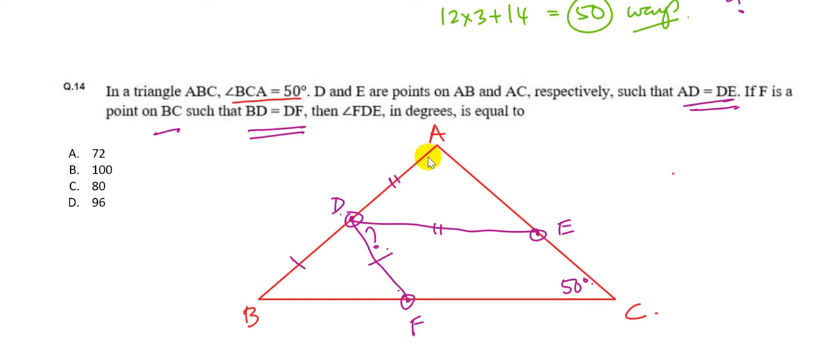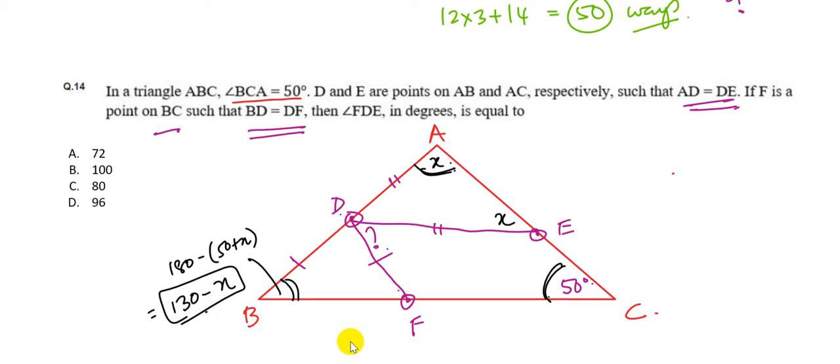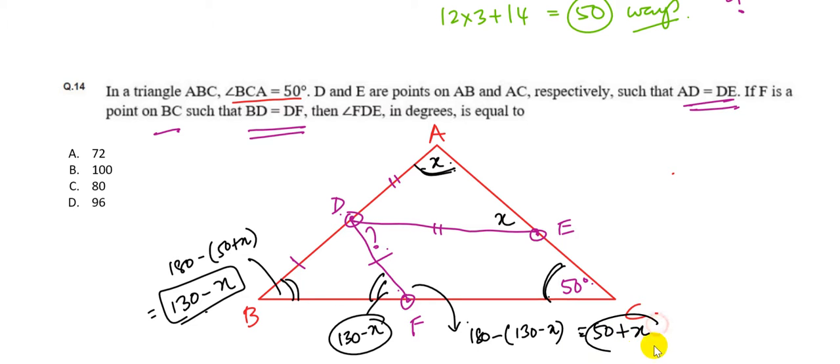So it's very simple. So we see an isosceles triangle ADE. So if this is X, then this will be X. So that means in the big triangle ABC, we have 50 degrees, we have X. So angle B will be 180 minus 50 plus X. That's 130 minus X. Now triangle BDF is also isosceles, so this angle will also be 130 minus X. So this angle becomes 180 minus 130 minus X, which is 50 plus X. Now this angle would be 180 minus X.